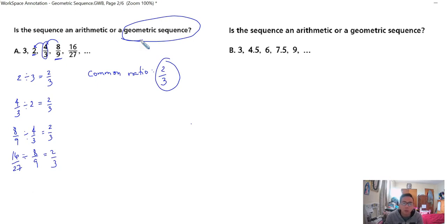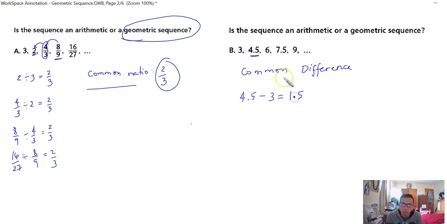All right, so the second one, is this one an arithmetic sequence or geometric sequence? A while ago, for geometric sequence, we said that there is a common ratio. But for arithmetic sequence, they need to have a common difference, meaning if you subtract a term from the previous term, then they have the same difference. So this is my second term, 4.5, and I'm going to subtract the previous term, which is 3. It will give me 1.5.